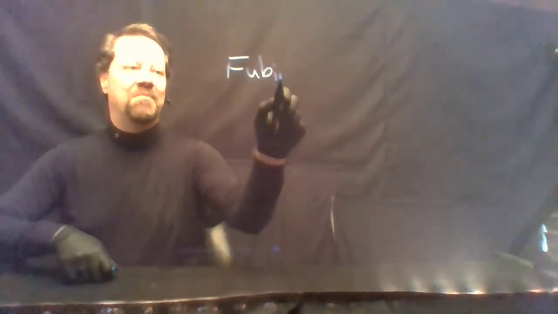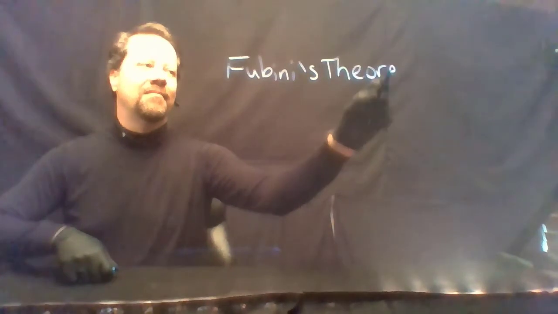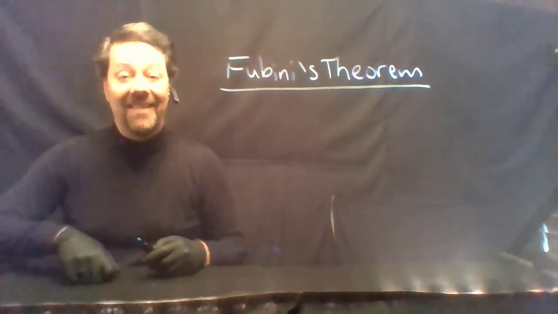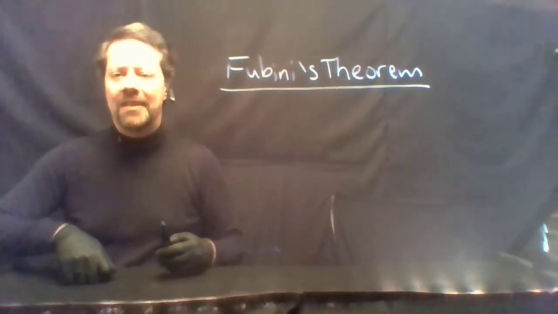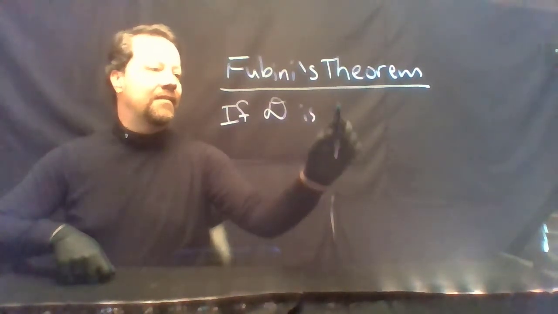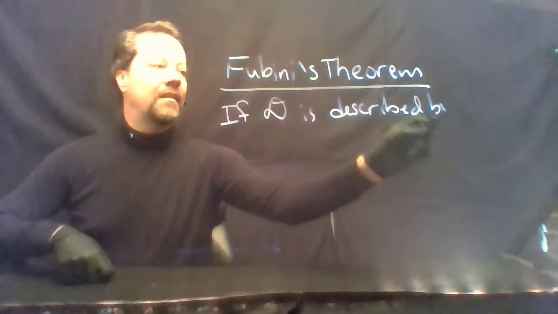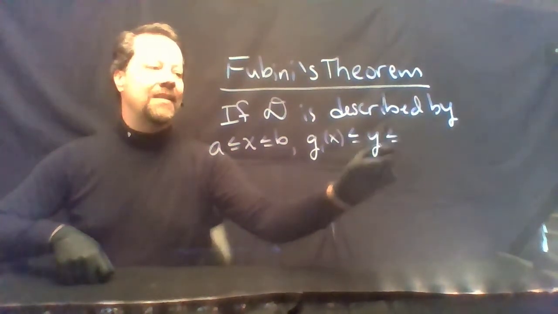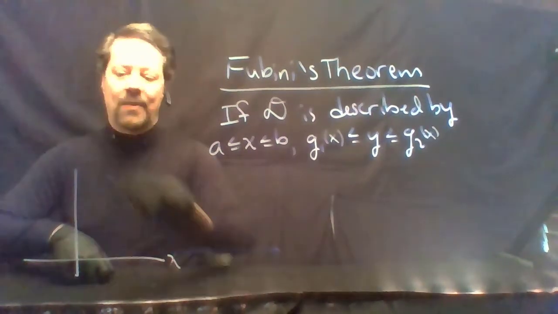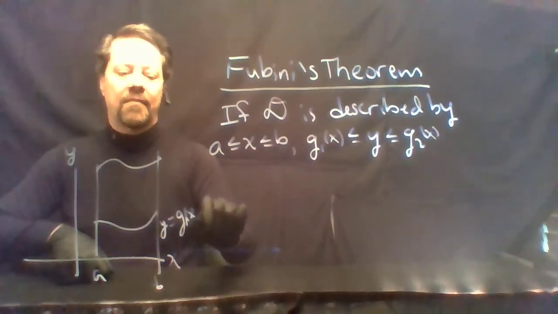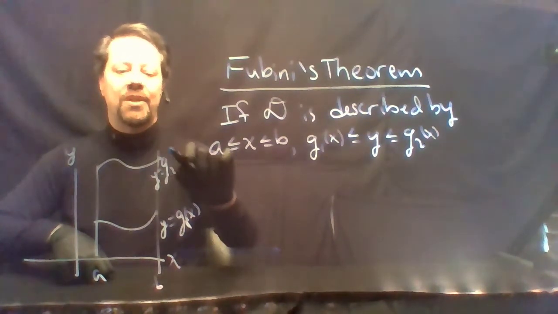We are going to have a sequence of theorems. One of them is called Fubini's theorem. Fubini's theorem tells you that all double integrals can be evaluated using iterated integrals. That's good news because that means you can calculate your double integrals using the fundamental theorem of calculus. If D is described by a is less than or equal to x is less than or equal to b, and g1 of x is less than or equal to y is less than or equal to g2 of x, so your domain in the xy plane is described by a lower curve and upper curve, an a and a b. You have a y equals g1 of x and a y equals g2 of x.